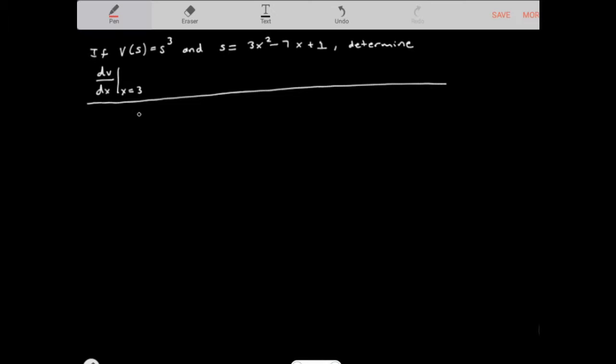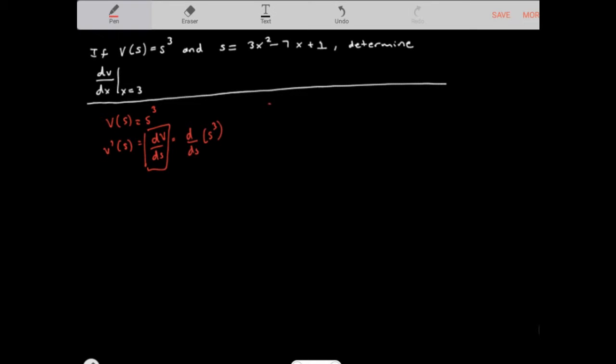Okay, so when we're looking at this question, we need to understand that in the case of the chain rule, v of s is equal to s cubed. So the derivative of v of s, which is v prime of s, you can think about as the derivative of v with respect to s. So it's like dv with respect to ds, which is basically the derivative of s cubed.